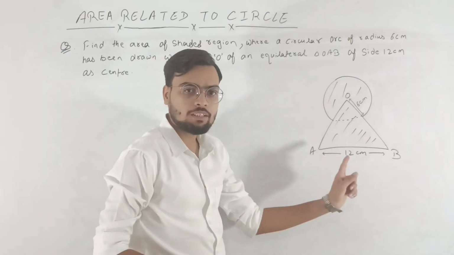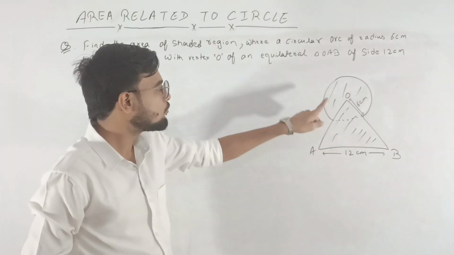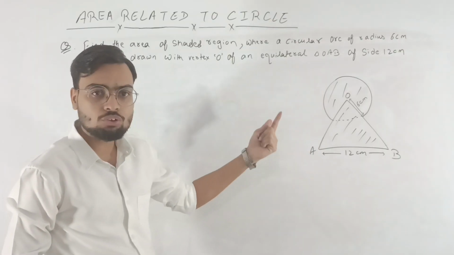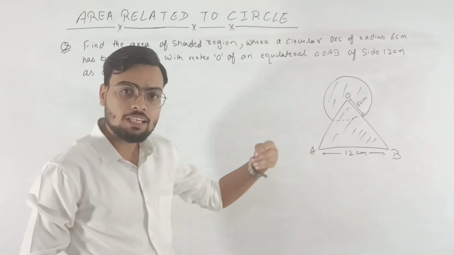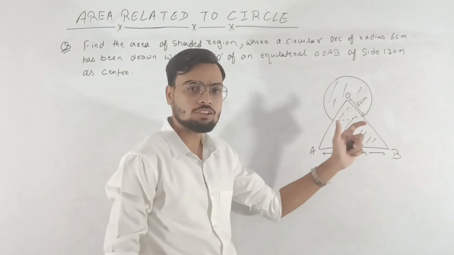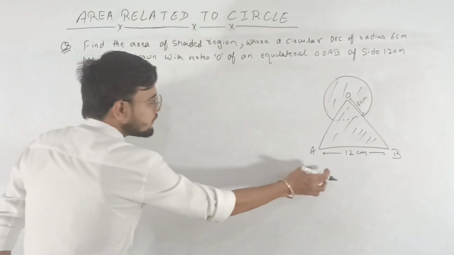So for the area of the shaded region, we first have to find the area of this equilateral triangle, then we have to find the area of the major arc. And now the area of the major arc is equal to what? Area of circle minus area of minor arc. So we have to first find the area of the minor arc and the area of the circle also. Okay. So first I find the area of this triangle.